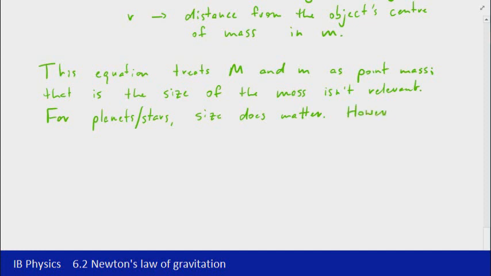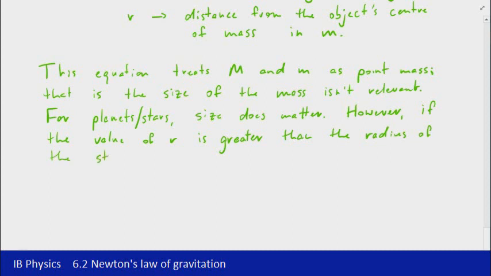However, if the value of r is greater than the radius of the star or planet, then that equation will actually still work. When the distance between the point of interest and the center of mass of the object is larger than the radius of the object, then this equation still applies. So we're basically looking at the gravitational field strength outside a sphere.